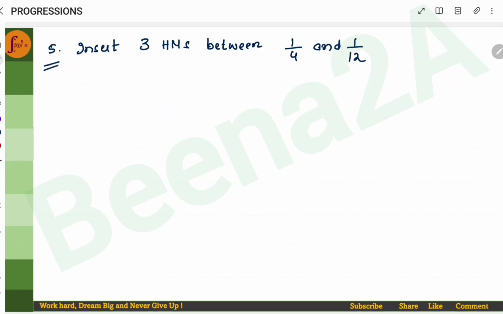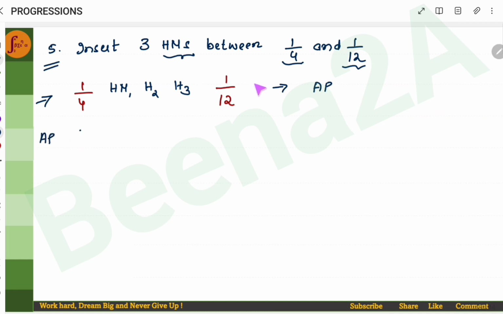Now let's look at the fifth problem. Insert 3 harmonic means between 1 by 4 and 1 by 12. Now, 3 harmonic means. So we have, this is the first term, this is the last term. The harmonic means would be, let's call them HM1, H2, H3. For 3 harmonic means, we'll have to use arithmetic progression first. First convert this into arithmetic progression. This is an HP. If you convert this to AP, you take the reciprocal of every term.